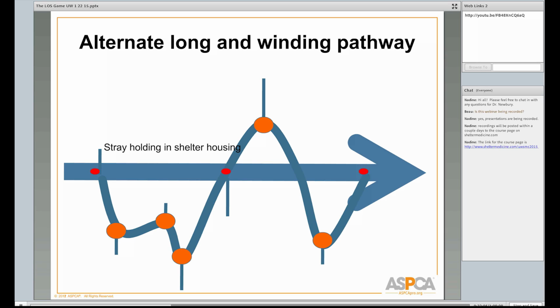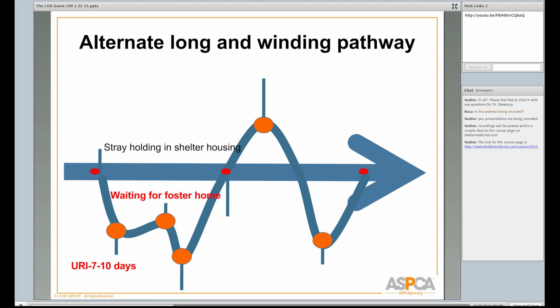The alternate long and winding pathway that does exist for many kittens, that we try to avoid, is they come in stray, they sit in shelter housing. After 7 to 10 days, they develop URI. We'll talk about why that is a little bit later. Waiting for a foster home. Now they're trying to get to a foster home, but now they have to find a foster home that's willing to take sick kittens, not a foster home that's willing to take healthy kittens. So it's harder to do.